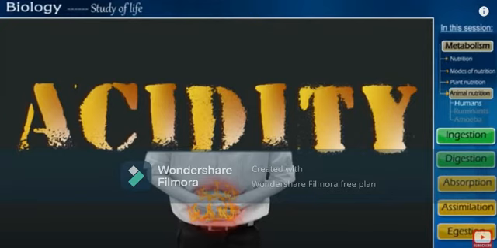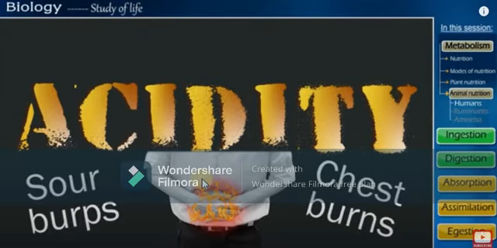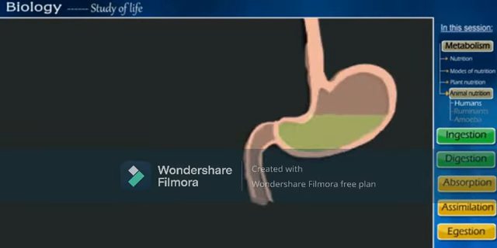So hydrochloric acid converts the inactive enzymes into active ones. Sometimes it gives chest burns, it gives sore bumps.